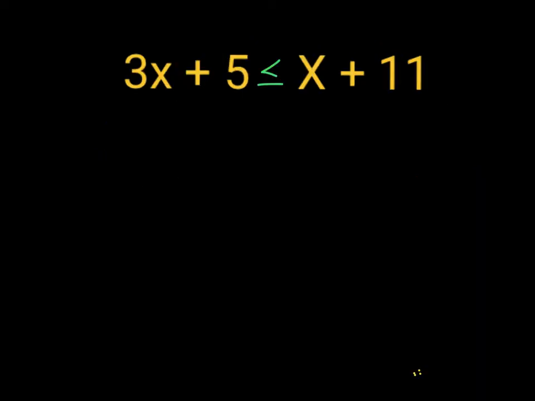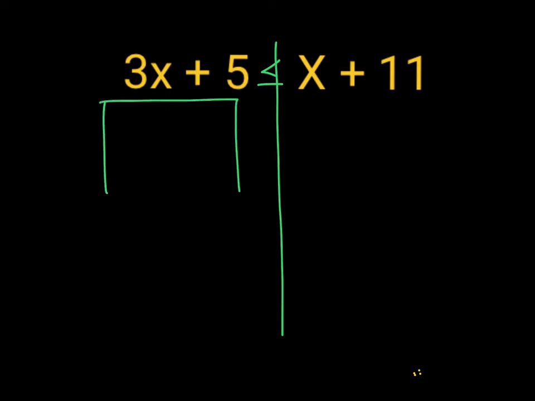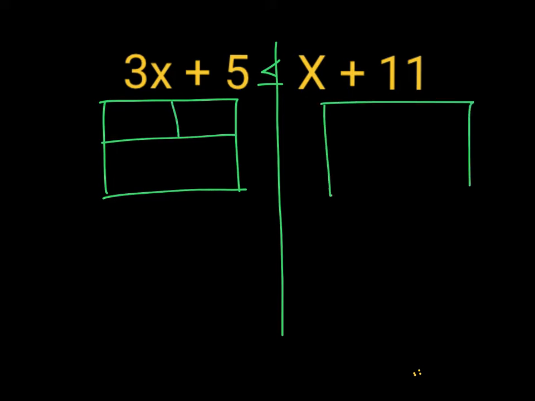Now to solve one, we're going to solve this just like an equation. So draw your line through the middle. We do not have parentheses, we don't have to smush, so we can just start by drawing boxes. Box on the left, box on the right. On the left side, we'll have our x's. 3x is already there, we'll bring it down.